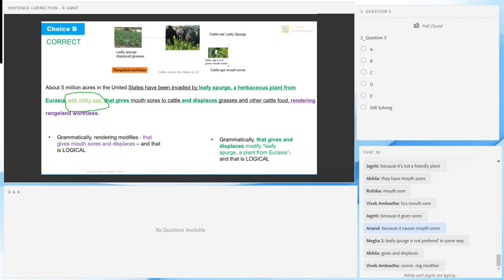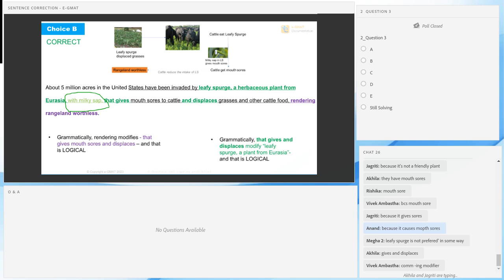All because we understand that it's the leafy spurge. If it's the milky sap that gives mouth sores, then obviously it's the leafy spurge that gives mouth sores, because milky sap is part of the leafy spurge. And that is where you have to visualize. Students who reject choice B just based on this are simply at the surface of the sentence.